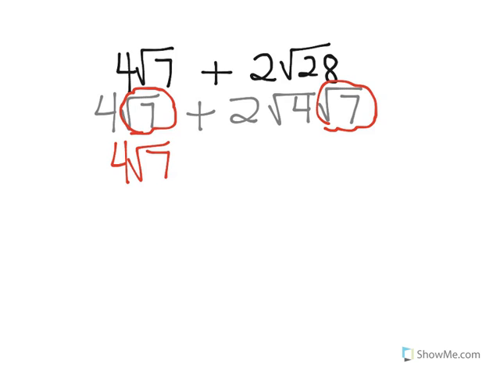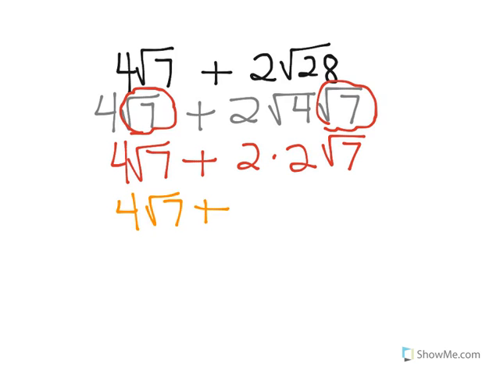We'll leave our 4 radical 7 as is. This is now 2 times 2 radical 7. So now we have 4 radical 7 plus another 4 radical 7. And that all simplifies now to 8 radical 7.